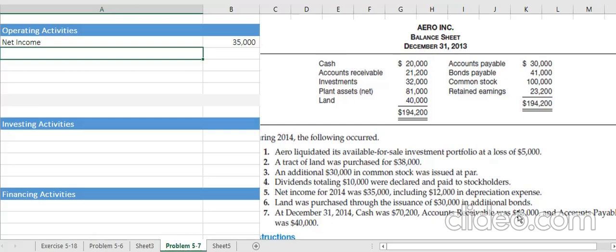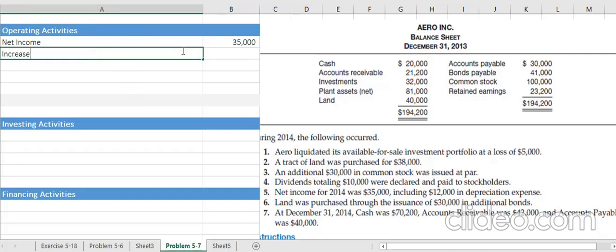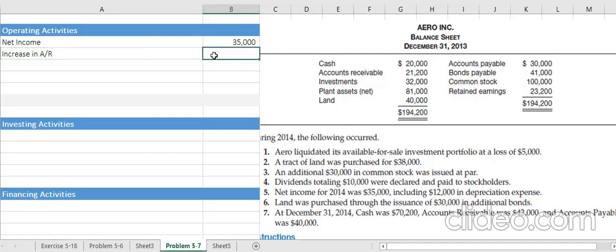Increase in asset is cash outflow. The question is how much cash outflow for that. 42,000 minus 21,200, so we will get a change of 20,800. So there is an increase in account receivable. An increase in account receivable, or increase in asset, is a cash outflow, so we will write minus. How much increase is there? 20,800. Okay, so this is my increase in account receivable.